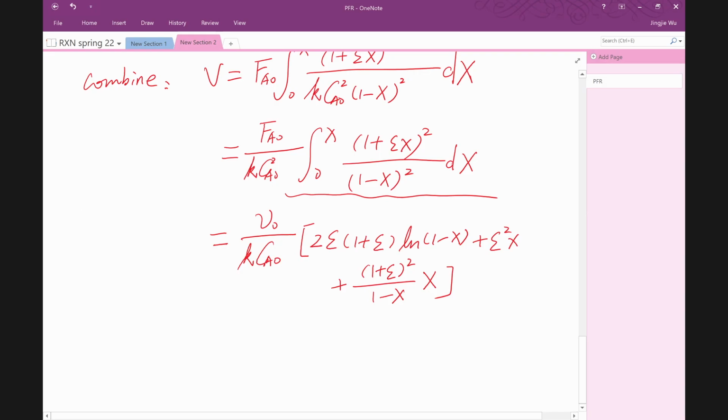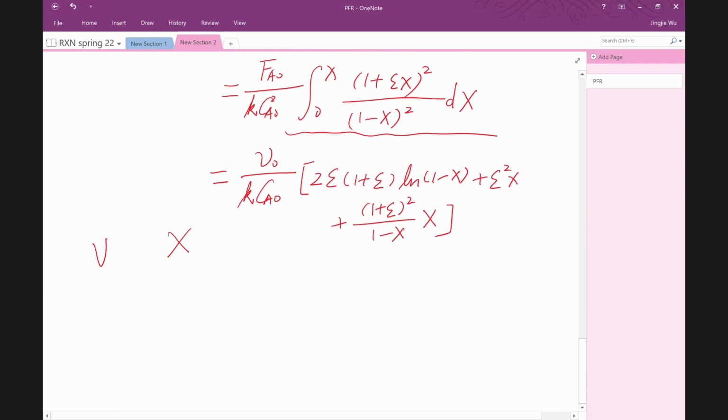We have again demonstrated how to solve the volume, or the conversion, the same thing. Sometimes they will ask you to solve the volume if we know the conversion, or we know the volume and ask you to solve the conversion. Both cases. Okay, any question so far? Any question?